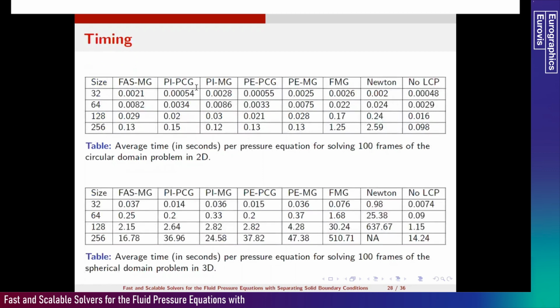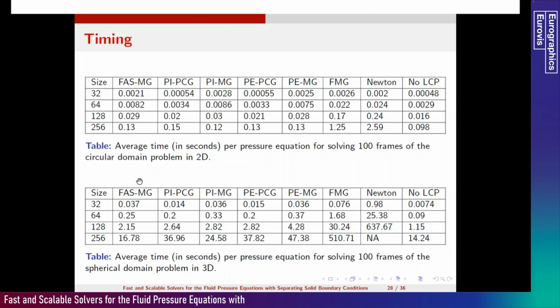We test all solvers, including the non-LCP solver, for 100 frames for scenario 1 in both 2D and 3D, and measure the average time per partial equation. In 2D, the FSMG, the polarization, and the penalty method have very similar performance, but are much faster than the FMG and Newton's method.